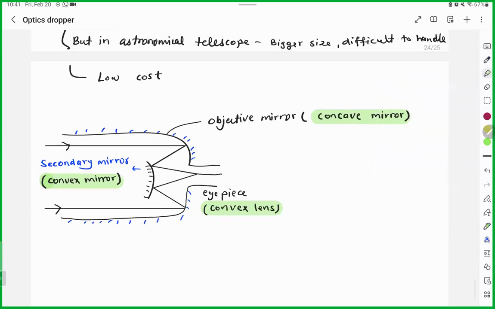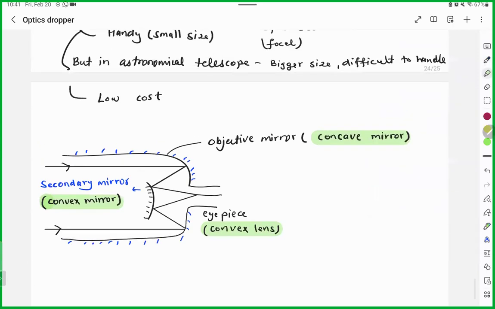So the Cassegrain telescope, or reflecting type, as the name suggests, contains mirrors. Two mirrors: the primary mirror or objective mirror is concave, and the second mirror is a convex mirror. And at the end you have the eyepiece, that is a convex lens. And with this, you are done with ray optics. Only one topic is left from physics, that is wave optics.